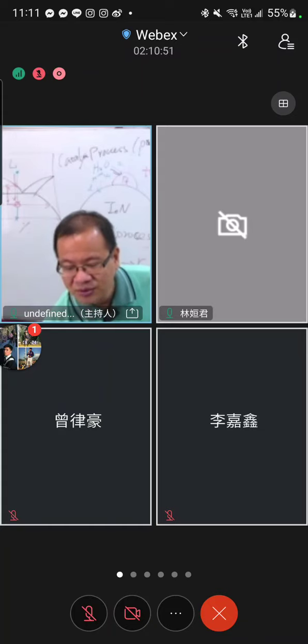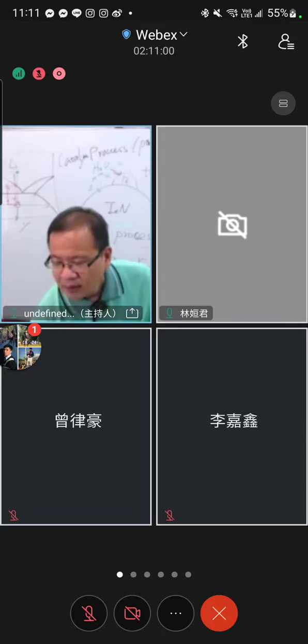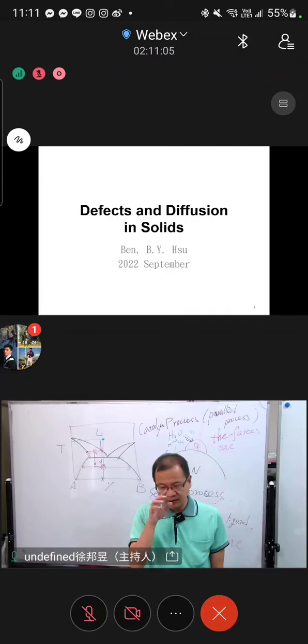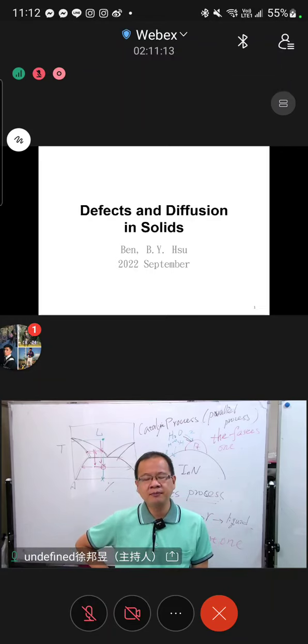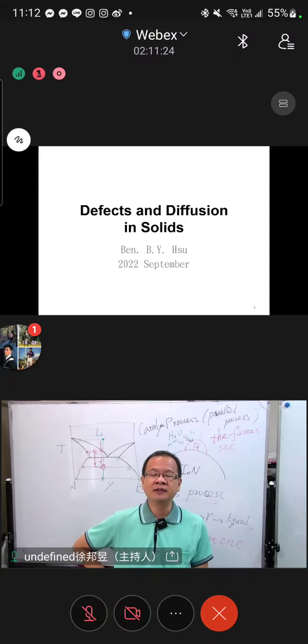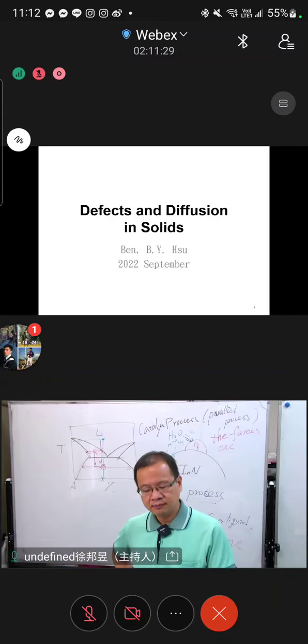Okay, then I will just share the monitor. So why do we need to learn defects? Now look at the topic. Since I mentioned defect and diffusion, that means the kinetic process of diffusion must be highly correlated to the defects inside the crystal, right? Whether we take an inorganic compound or an inorganic metal, we need to know why we need to learn defects.